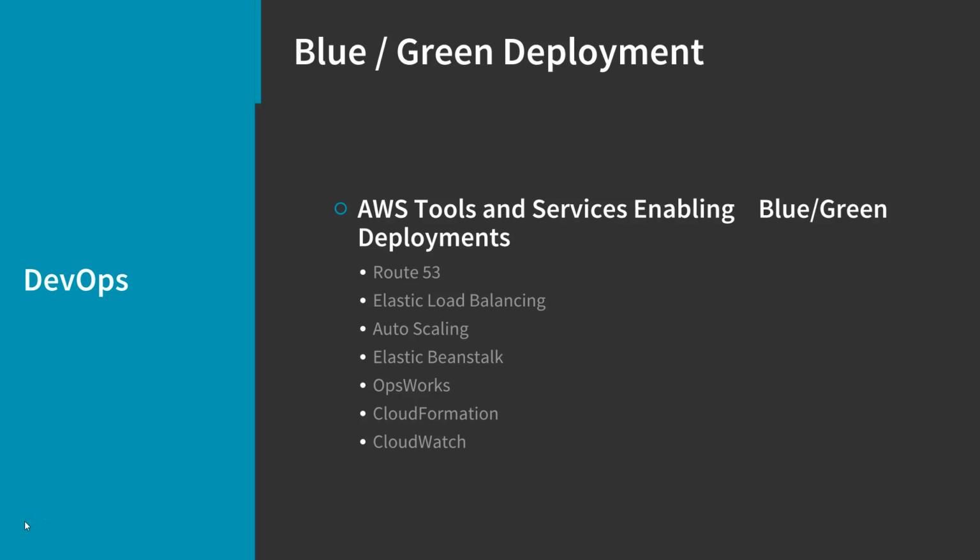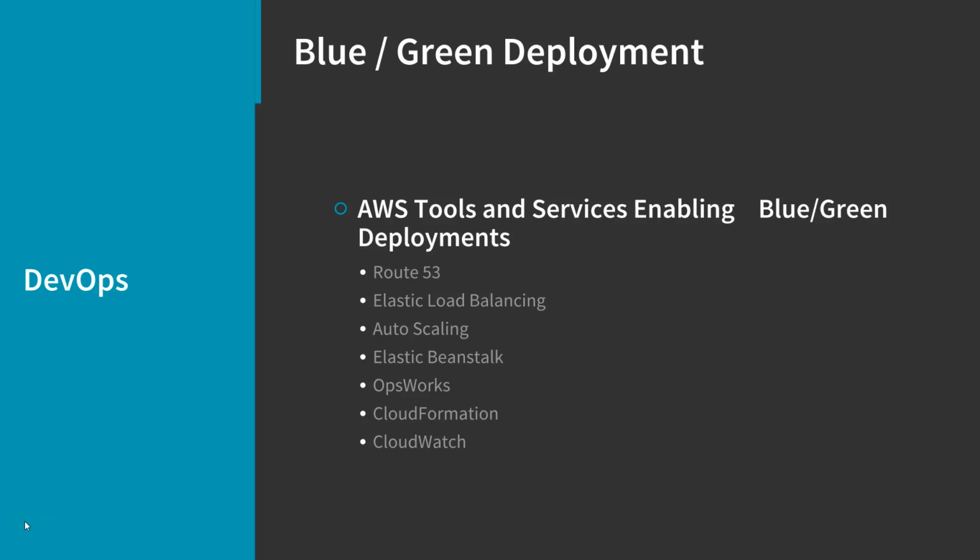Elastic Beanstalk is a great tool for blue-green deployment because it's a fast and simple way to get an application up and running on AWS. It's perfect for developers who want to deploy code without worrying about managing the underlying infrastructure. Beanstalk supports Auto Scaling and load balancing, both of which enable blue-green deployment. Beanstalk also makes it easy to run multiple versions of your application and provides capabilities to swap the environment URLs, facilitating blue-green deployment.